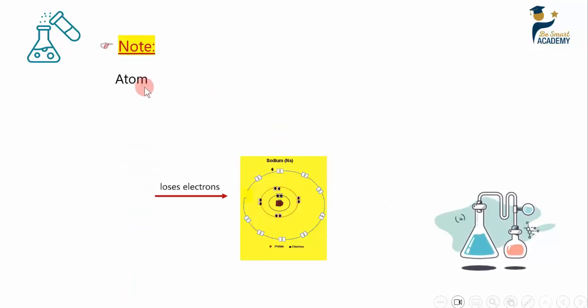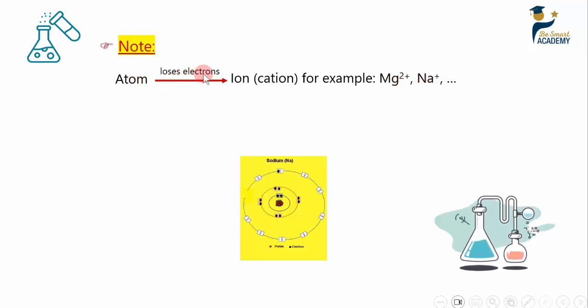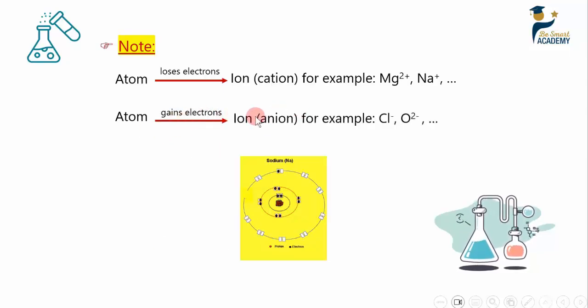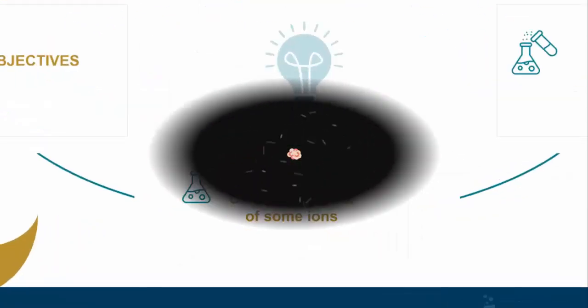Note: when the atom loses electrons, it converts into ion, which is cation. For example, Mg2+, Na+. فإذا لما الأتوم تخسر إلكترون or electrons تتحول لكاتايون. الكاتايون عندها positive charge. بينما when the atom gains electrons becomes ion واللي هي حقيقة anion such as Cl-, O2-.